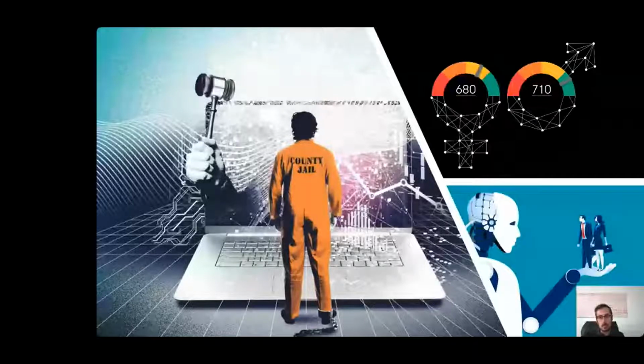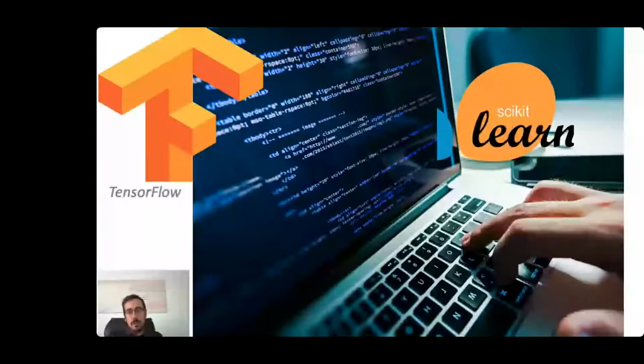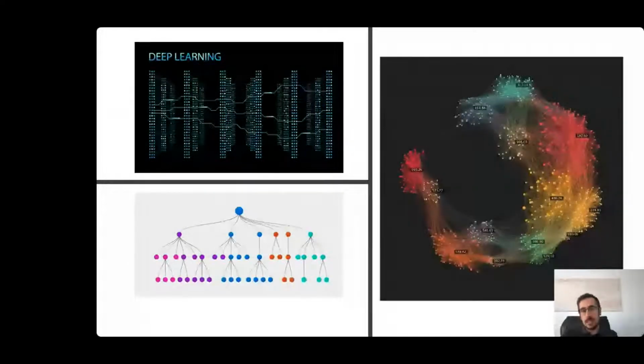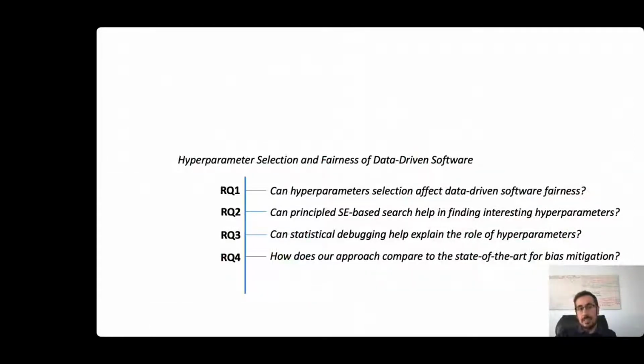These data-driven software often provide an interface to programmers to interact with core machine learning libraries such as scikit-learn to feed input datasets, as well as configure machine learning algorithms with suitable hyperparameters. Hyperparameters include the number of layers and neurons in deep learning, the depth of decision trees, and the number of clusters in algorithms such as k-means. This paper studies the relationship between hyperparameter selection and fairness.